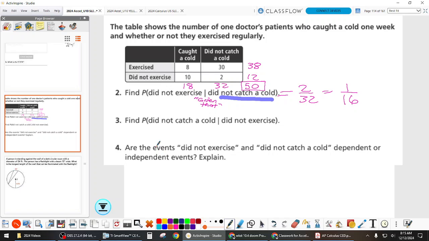I did it right. Okay, the next one is just the reverse of that. So probability that they didn't catch a cold given that they did not exercise. So now remember the second one defines the category, so we're in that category. And then did not catch a cold would be 2 out of 12.